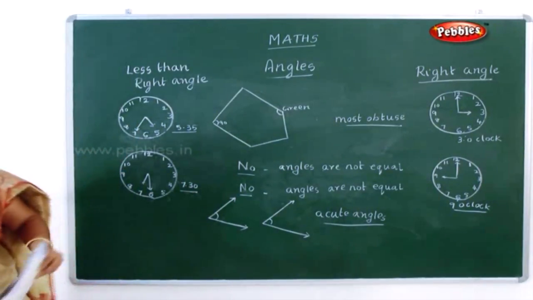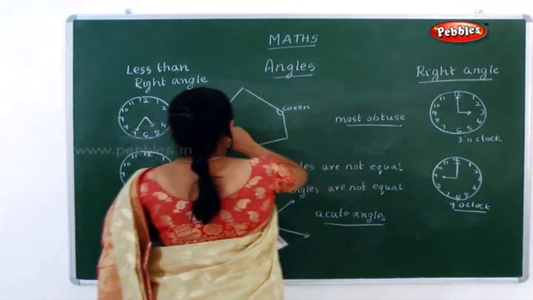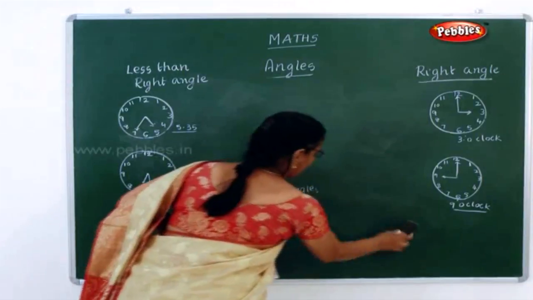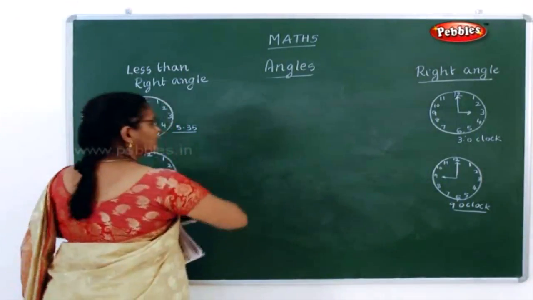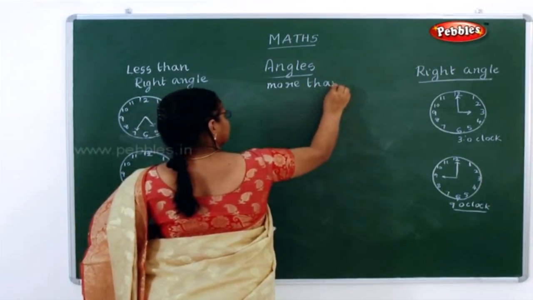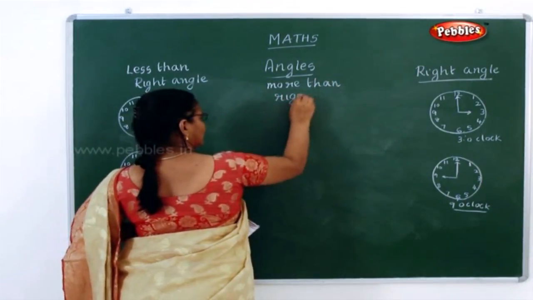Now the next one, what they have asked you to draw is more than the right angle. You call it the obtuse angle. More than the right angle, this you call an obtuse angle.